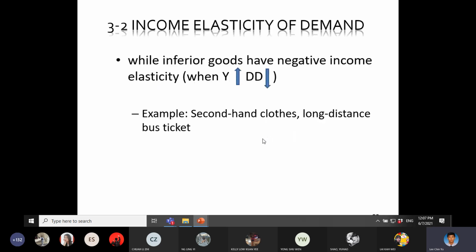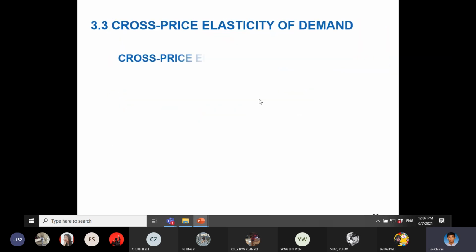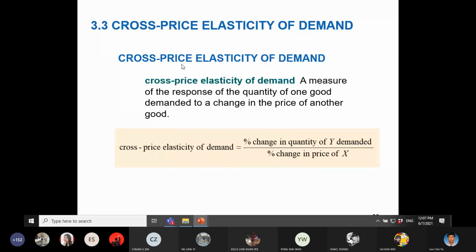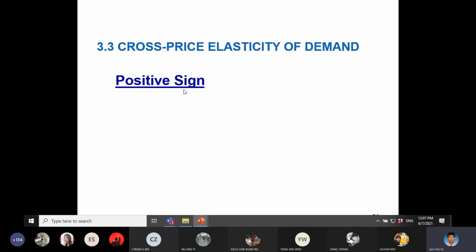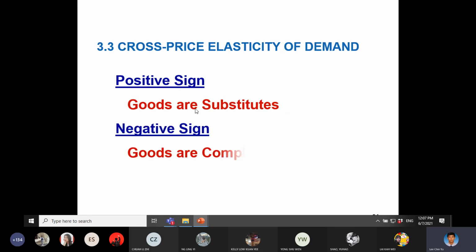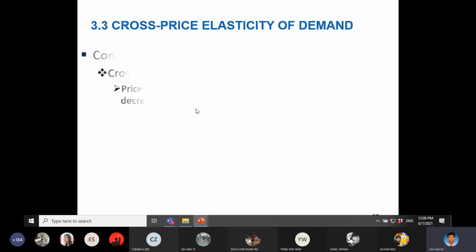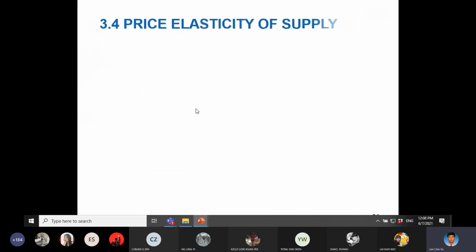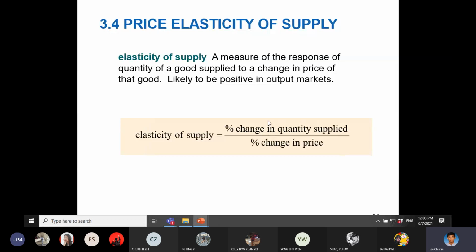We can also calculate the cross price elasticity of demand, meaning we want to see, if the price of other goods changes, what will be the response of the quantity demanded of the good we are interested in. If the value is positive, the goods must be substitutes. Negative means complements. Other than that, we also go for price elasticity of supply.